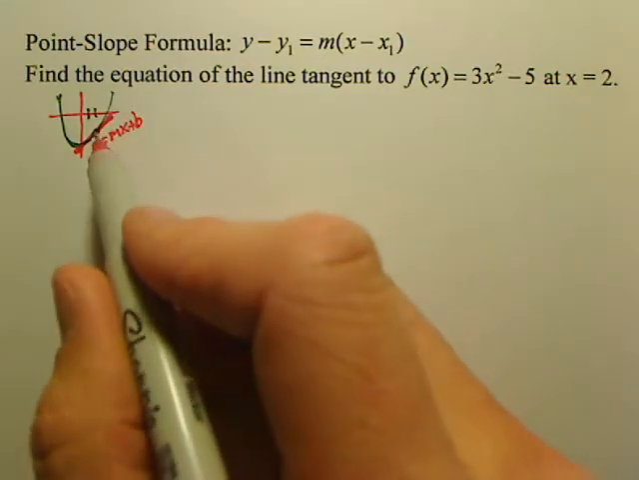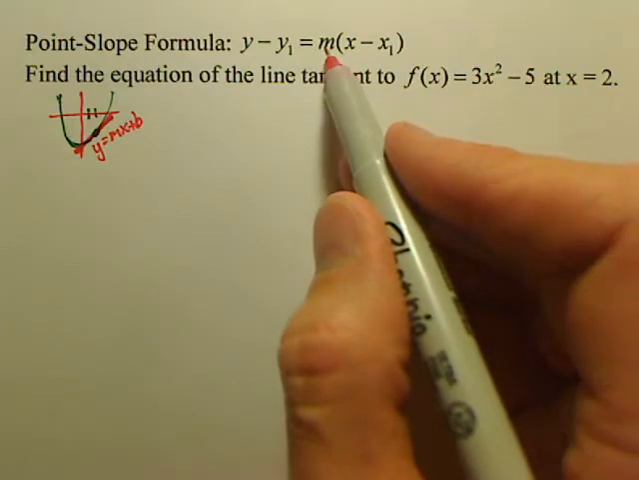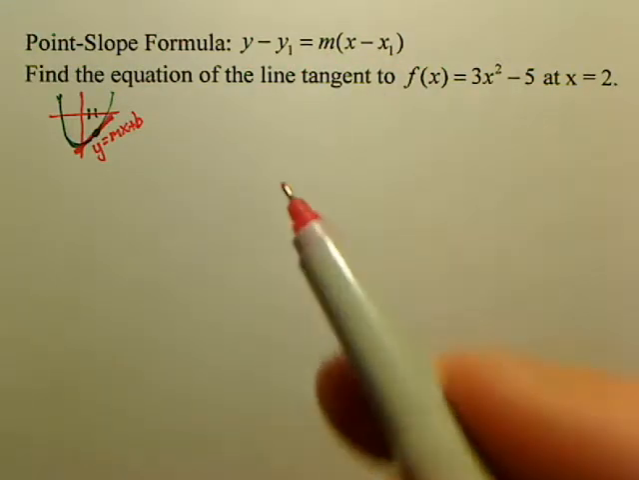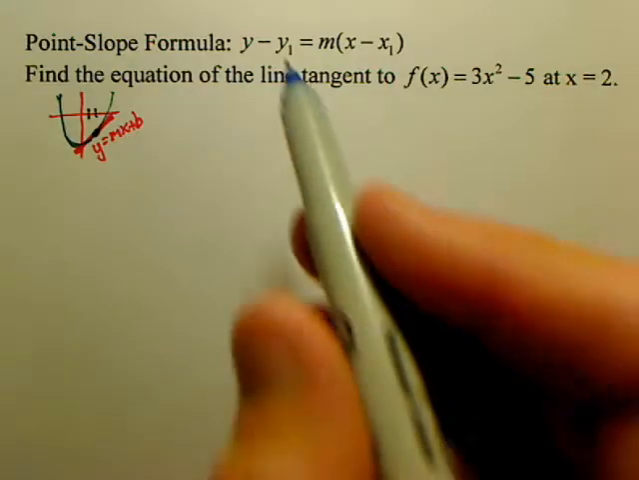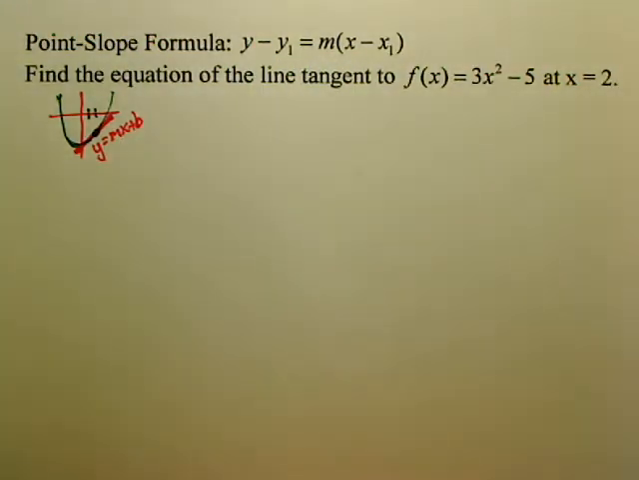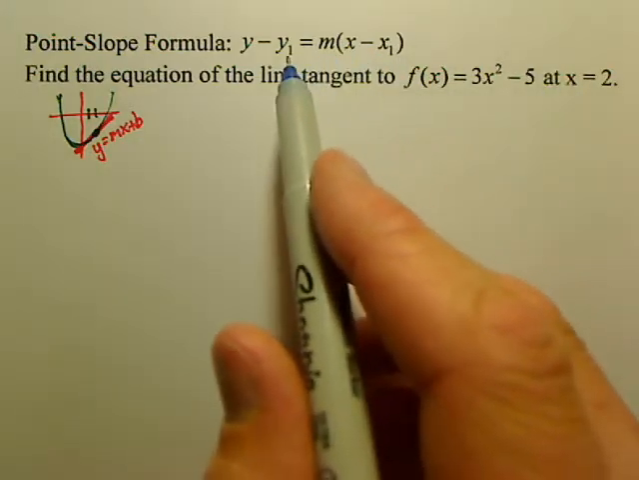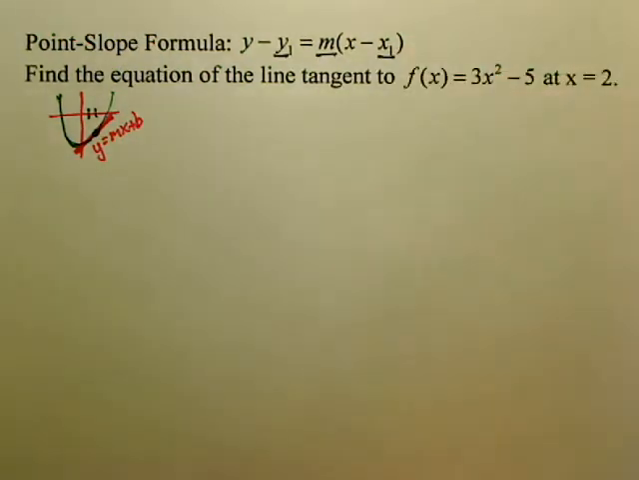In order to find the equation of that red line right there, what I need is a slope and a coordinate. So we need a slope and a coordinate in order to find that tangent line. Instead of y equals mx plus b, which is also very reasonable, let's use this one. We first need to find a coordinate x, y and a slope.